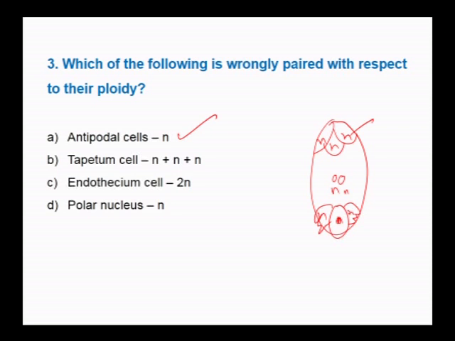Tapetal cell is a part of sporophyte. Therefore, it exhibits endopolyploidy. Therefore, it should be 2n plus 2n plus 2n as I have shown in the previous slide. Then endothecium cells are diploid, correct. Polar nucleus is haploid, correct. But here for the tapetum, it is given as n. Therefore, the wrong one is B. Tapetal cells are 2n because of endopolyploidy, it is not n. N can be seen in gametophyte, but tapetal cell belongs to the sporophyte, which is diploid. Therefore, the answer is tapetal cell.